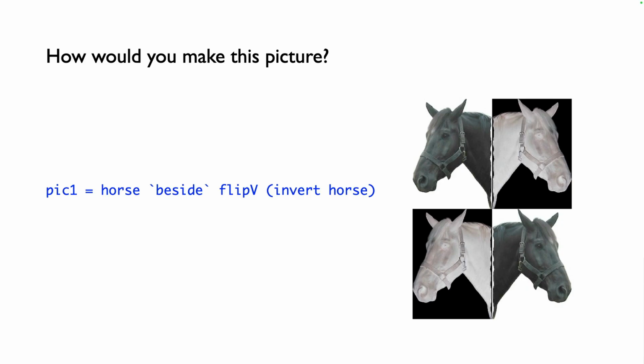Well, one mechanism is to say, let's start from scratch. We could take a black horse and invert it and put it next to a black horse that's been flipped. But I want to be lazy, and I've noticed that the bottom line is just an inversion of the top line. So I can make the whole picture by saying this is pic1 above invert of pic1. And that will make us the picture. Let's have a look at that.